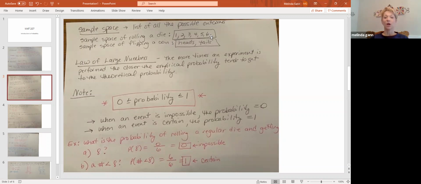Okay, now look what the law of large numbers says. Now remember, which probability jumps around on you? You remember that empirical jumps around? So look what it says. It says the more times an experiment is performed, the closer the empirical probability tends to get to the theoretical probability. Now, what does that mean?